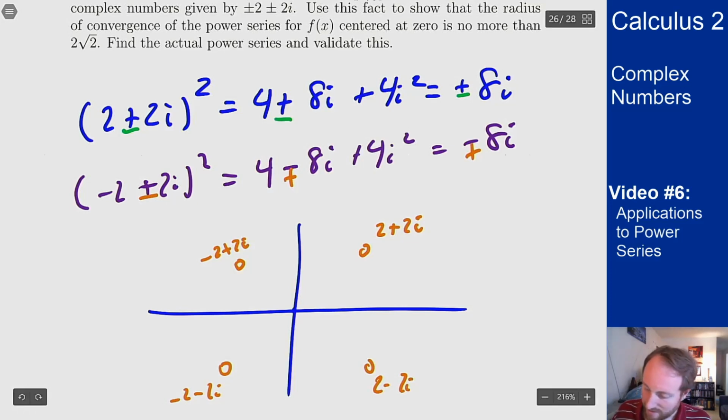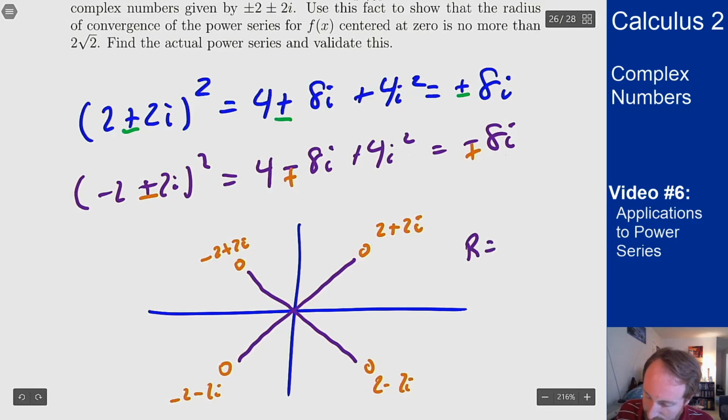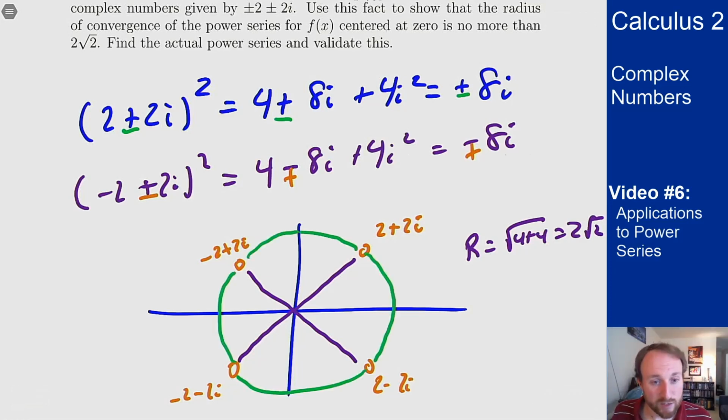So that means that the max radius of convergence is the length to all of these points, which is 2 root 2. Because each of these points is at 2, 2 in one of the quadrants, the radius here is the square root of 4 plus 4, which is 2 root 2. And I can then build my disk around those points. Now, let's find the actual power series and see if this is the actual radius.